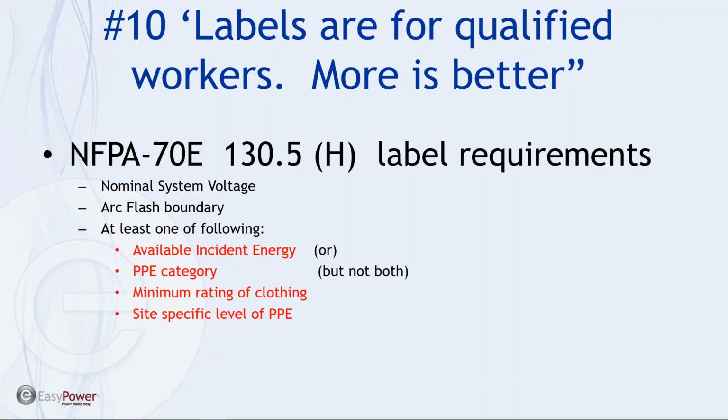130.5H that label requirements shall include nominal system voltage, arc flash boundary, and at least one of the following. This could include available incident energy, or if we have not done a study, not done a calculation, the PPE category from the lookup tables, or minimum rating of the clothing, which is incident energy, or a site-specific level of PPE. Now, it's important to notice on these first two elements, the NFPA specifically says we can't put both the available incident energy and the PPE category.